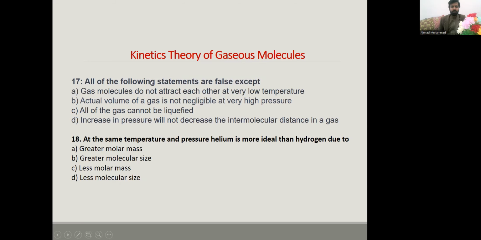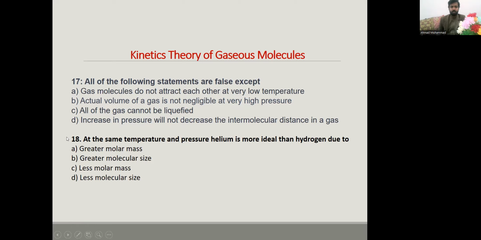Further, all of the following statements are false except: gas molecules do not attract each other at very low temperature; actual volume of a gas is not negligible at very high pressure; all gases cannot be liquefied; increase in pressure will not decrease the intermolecular distance in the molecules. From these four options, the right option is B. Actual volume of a gas is not negligible at very high pressure.